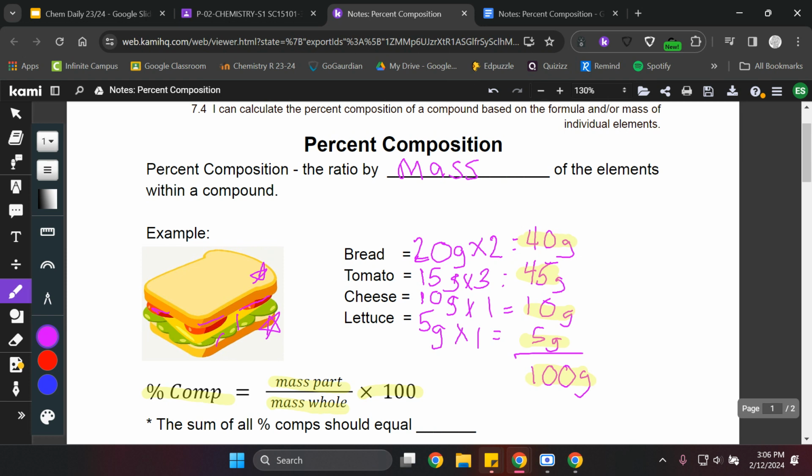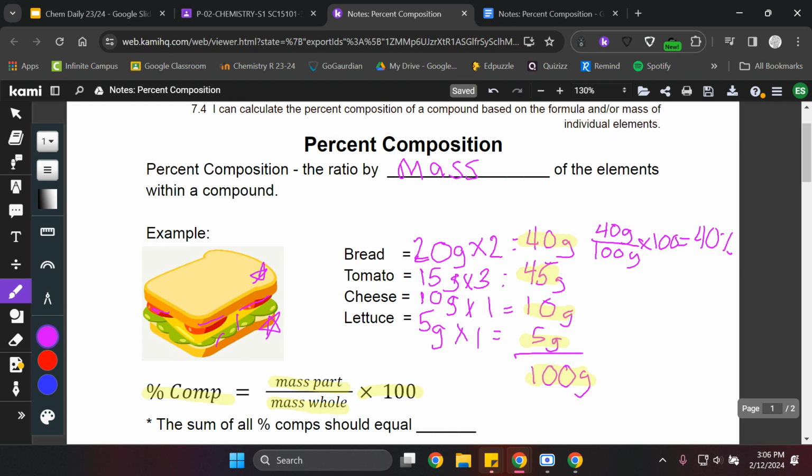As an example, here's my 40 grams of bread. If I want my percent composition, it's going to be the 40 grams, that is the bread amount, divided by 100 grams, because that's the total, that's the whole compound, that's the whole sandwich, and then we multiply that by 100. And when we do that, we get 40%. We can do this for each piece.